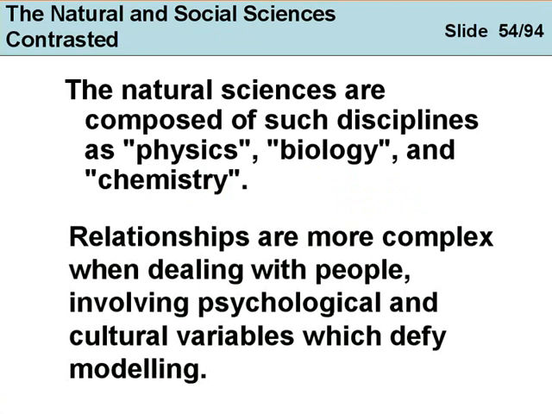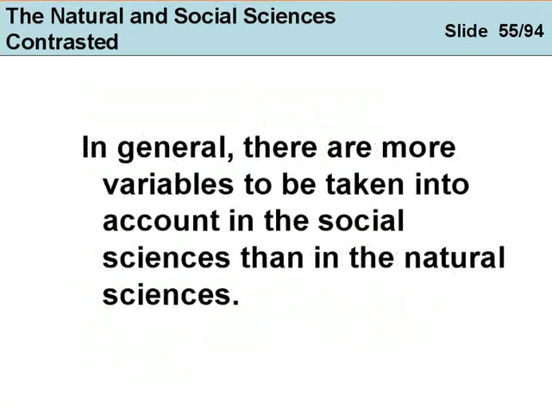In the social sciences, relationships are very complex. We're dealing with people, and people have peculiar psychological and cultural backgrounds that make them all different, and we have too many variables to account for, and the variables are changing rapidly because of different forces in society. So in the social sciences, we have very complex relationships. In general, there are more variables to be taken into account in the social sciences than in the natural sciences. So maybe that's why economists and sociologists and so on, we get it wrong quite a lot of the time, because there are so many variables. It's not that the approach is wrong, perhaps it's just simply because of the complexity of the problem.